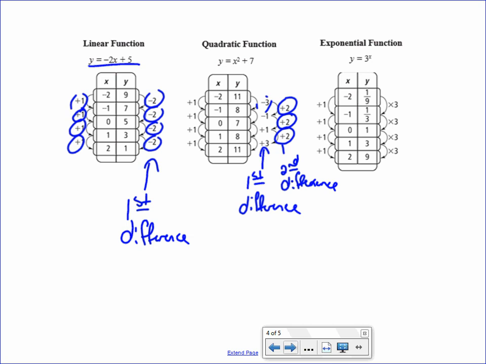For an exponential, if we look at the values here, it's increasing by a constant rate. For instance, from here to here, that's multiplying by 3. From here to here, we multiply by 3. From here to here, we multiply by 3. And from here to here, we multiply by 3. So what we have there is an exponential.